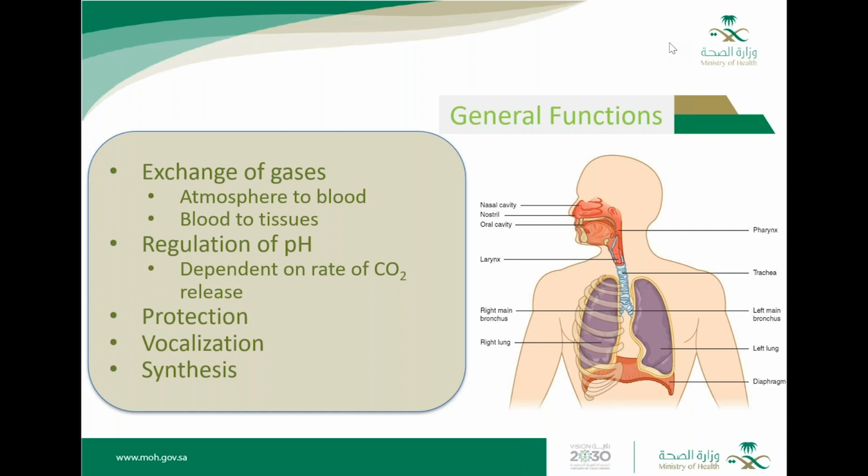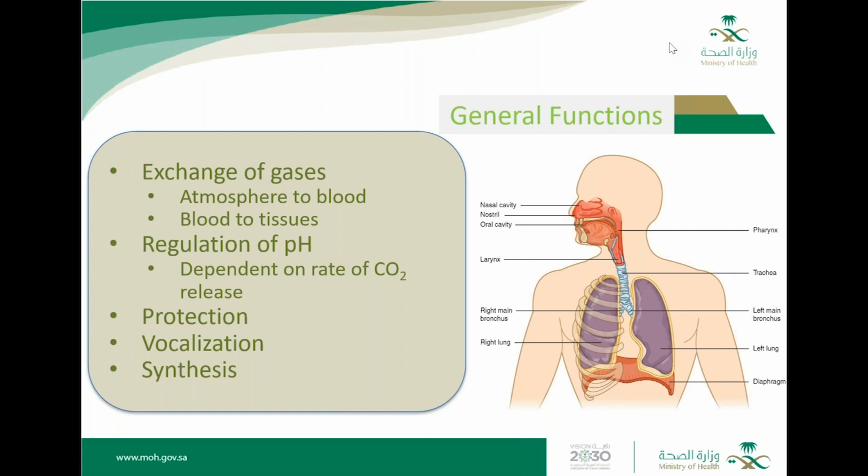Other primary functions of the respiratory system include regulation of pH, which is dependent on the rate of CO2 release. And we know that the CO2 represents the respiratory component of the acid-base balance. The respiratory system plays an important role in protection of the body from foreign bodies by trapping them in the upper airways. And if they eventually reach the alveoli, then there is also an extra mechanism for protection that is inherent in the alveoli. We cannot speak without the respiratory system. That's a well-known fact.